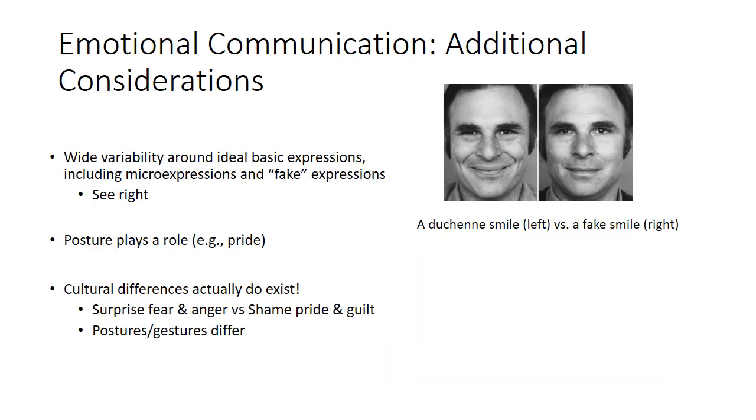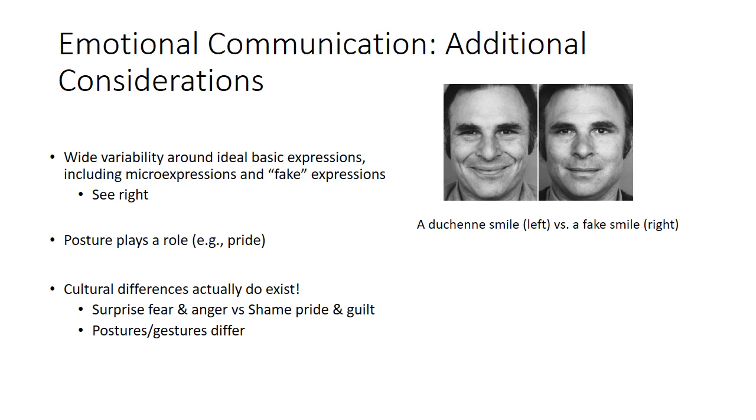Now, there's some complexity to think about here as we think about, okay, so there's just 6 emotions, there's 6 expressions, and it's the same for everybody. There's some complexity. So first of all, what we call a basic expression is quite differentiated. So there's wide variability, including micro expressions and fake expressions.